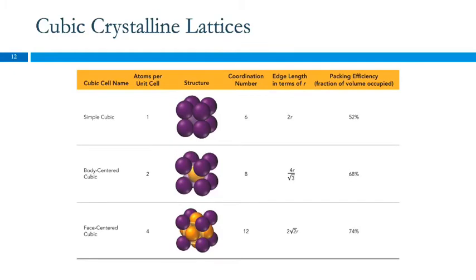Cubic crystalline lattices. So this is a summary, and we're going to talk about each of them briefly. Here we have the simple cubic, body-centered cubic, face-centered cubic. We see these vary in the number of atoms per unit cell. The coordination number is different, and the packing efficiency is different. And we can illustrate those like this, but that's probably not very helpful at this point.